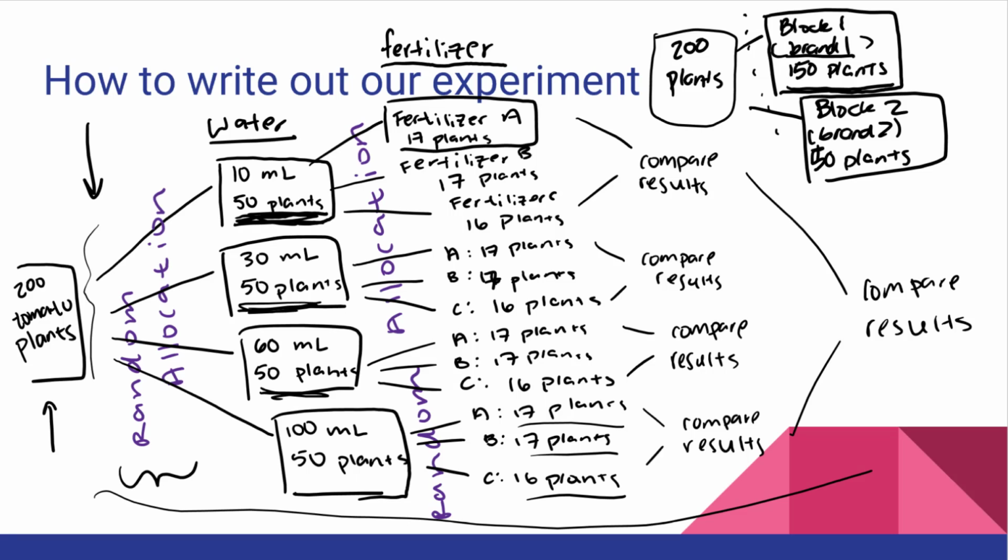Furthermore, I did not write random allocation over here because whether or not a tomato plant is organic or lab engineered cannot be randomly assigned. This has already, again, been predetermined, so this is not something random allocation can do anything about.